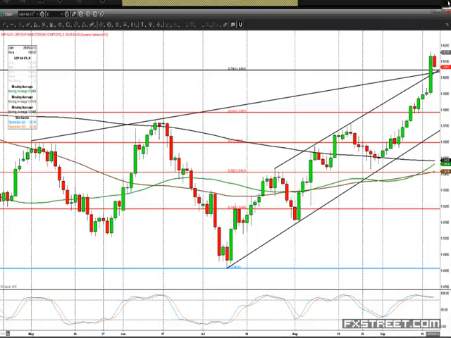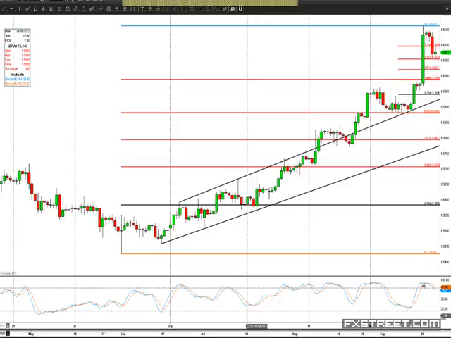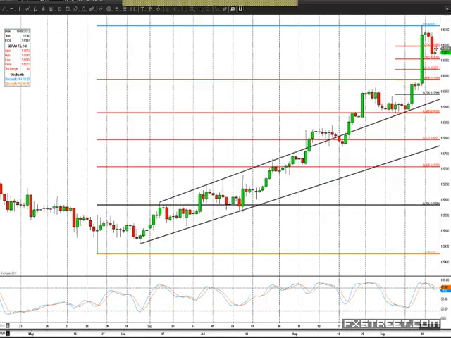The 4-hour chart, which is about the shortest term I like to get, again, is slightly worrying because we are overbought on the daily stochastics, which is probably why we've seen a bit of a pullback today. But I wouldn't be selling this market purely on the basis that we're overbought.